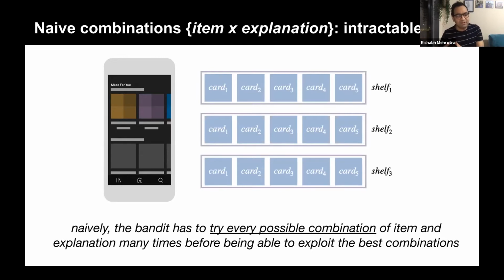That's very naive, right? And that kind of makes the problem intractable. So if we do it in a naive way, then the bandit has to try each possible combination of the item and the explanation, and it has to do it a number of times in order to get some certainty around this combination, and only then can it go and exploit these things. So again, this is non-trivial, right? I mean, we don't want to do this.